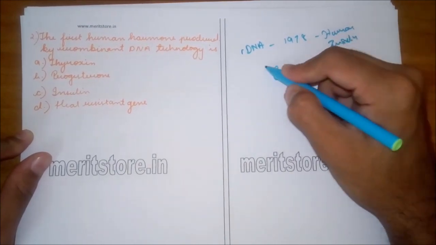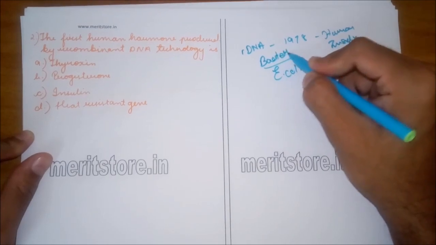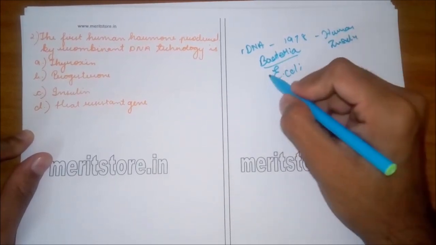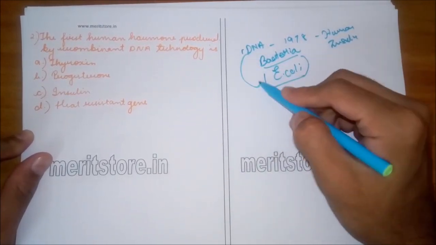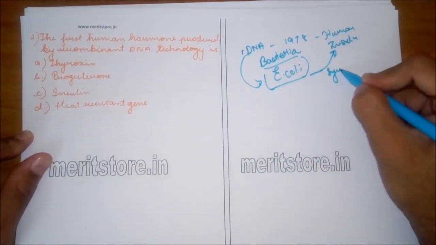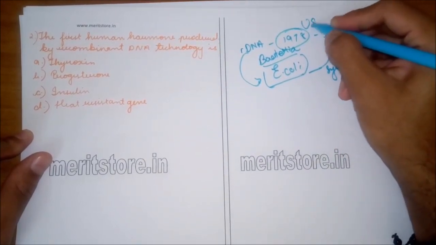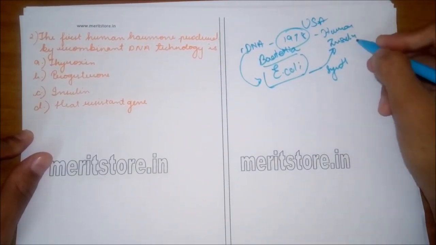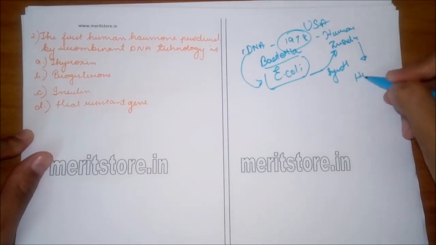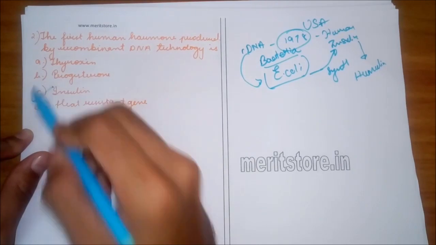bacteria which is a normal habitant of the gastrointestinal tract of humans. So with respect to rDNA technology and Escherichia coli, human insulin was synthesized first in 1978 in United States of America, which was sold under the brand name of Humulin. So option C is the correct answer.